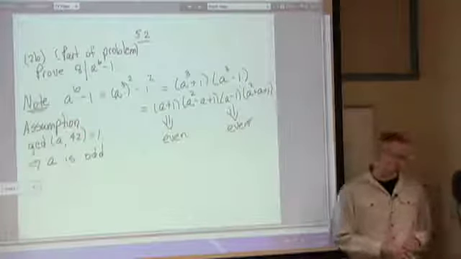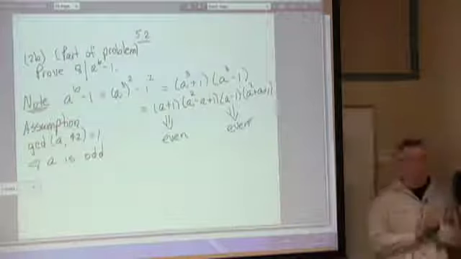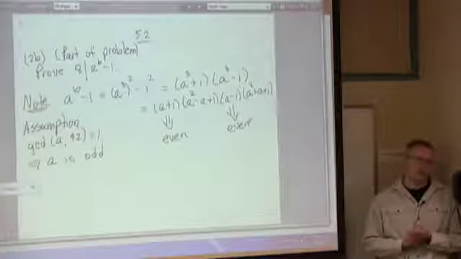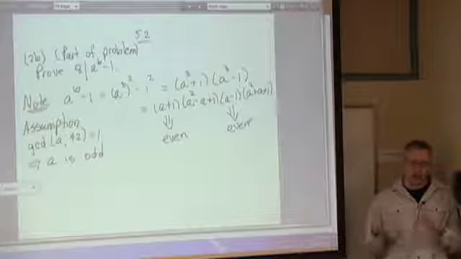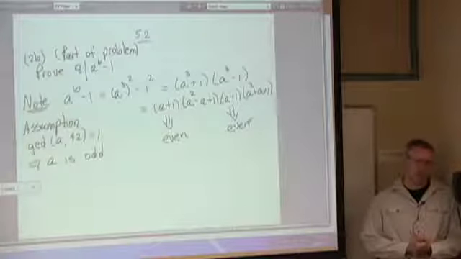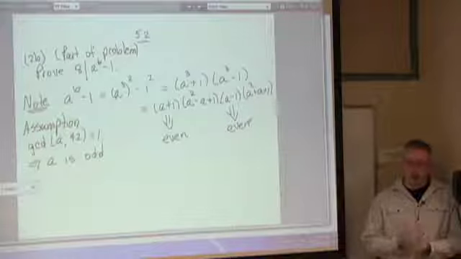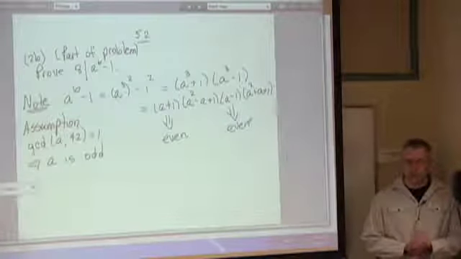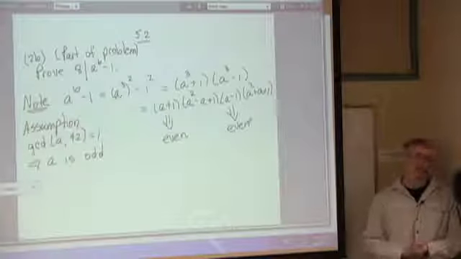And now think about this for a second. What do we know about a plus 1 and a minus 1? Well, a plus 1 is exactly 2 bigger than a minus 1. So these are consecutive even integers. Think about pairs of consecutive even integers: 0, 2, 6, 8, 14, 16, 22, 24. One of them is divisible by 4.